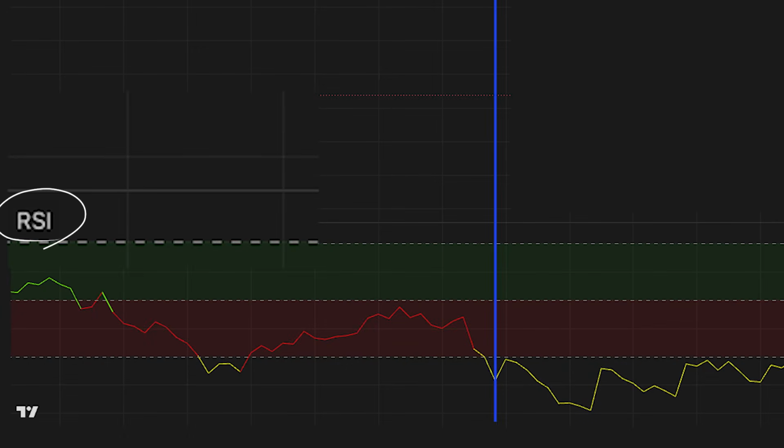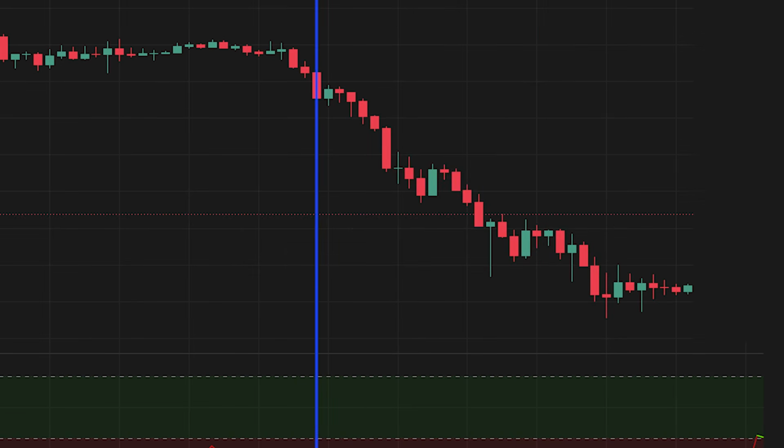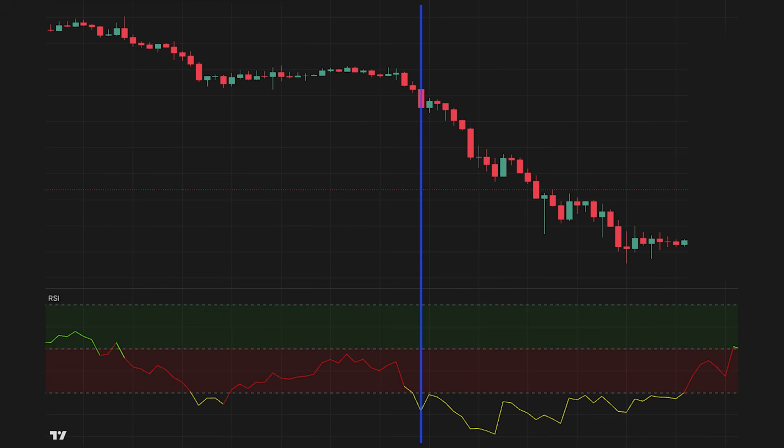RSI is oversold, so you buy, right? So you bought, and it kept dropping. The indicator wasn't wrong. You only had one confirmation.